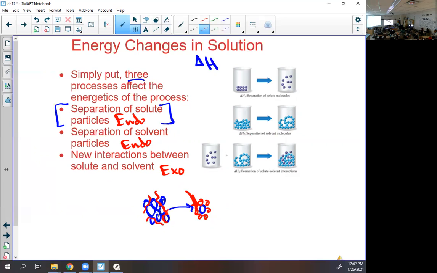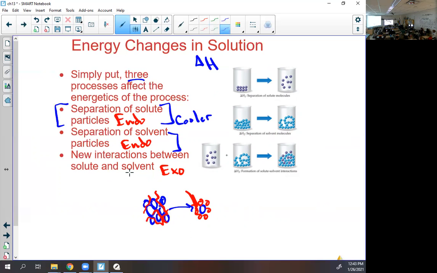Now, that doesn't mean I have to heat it. It can get that energy from just the temperature of the water. Some I have to heat, but typically, if I put something in that's going to dissolve, it just starts to break apart, and we call that part endothermic. If it's endothermic, it means that this process would always make the solution cooler.